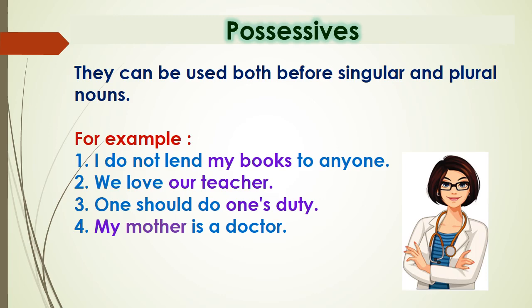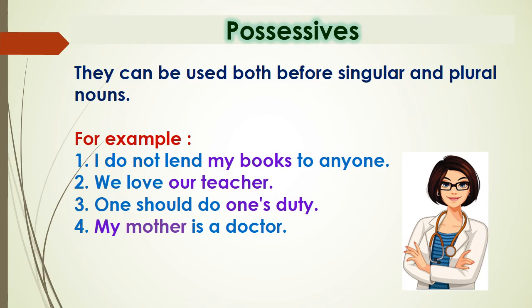Possessive determiners are determiners that come before a noun and show possession or relationship. Let me explain this with some examples. The first sentence is, I do not lend my books to anyone.